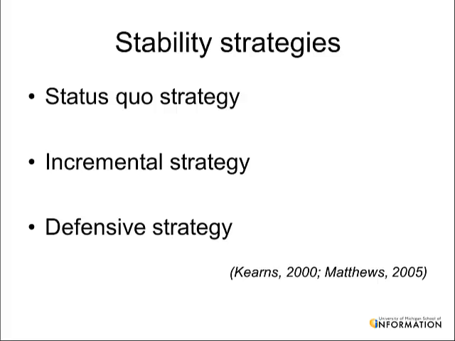The second kind of stability strategy is the incremental strategy. As Kearns in your supplementary readings notes, when the environment is changing too rapidly to be predictable, or you anticipate a change that will affect your organization in a significant kind of way, you may decide to base your strategy on very small, incremental steps rather than bold moves or no moves at all.